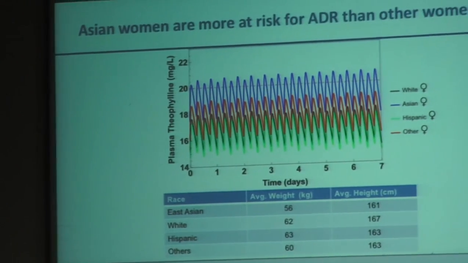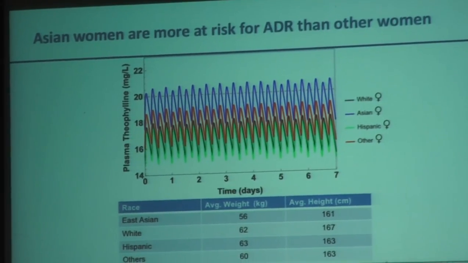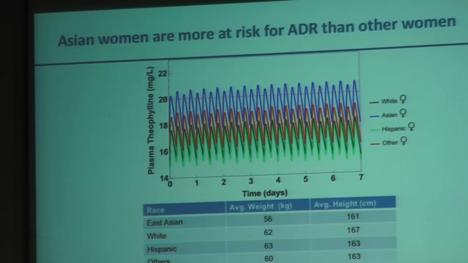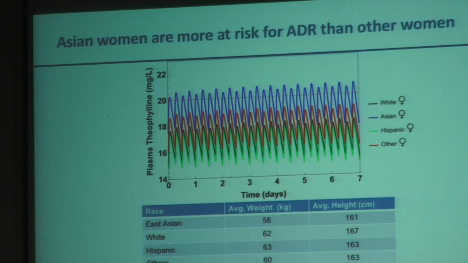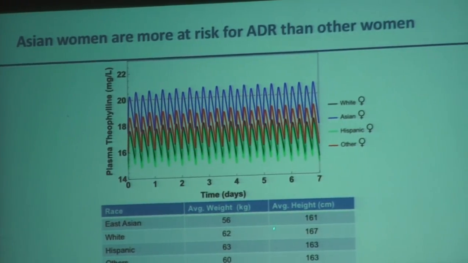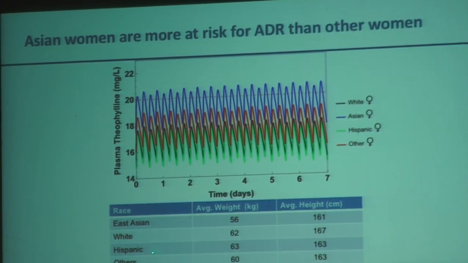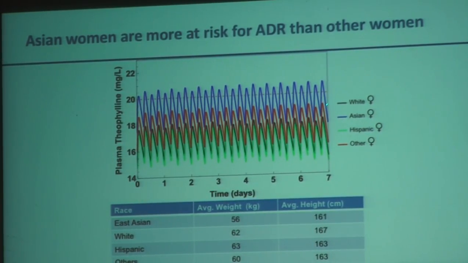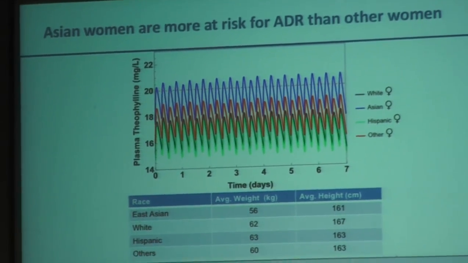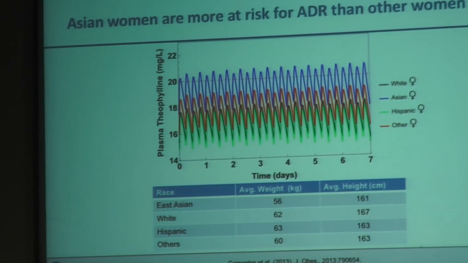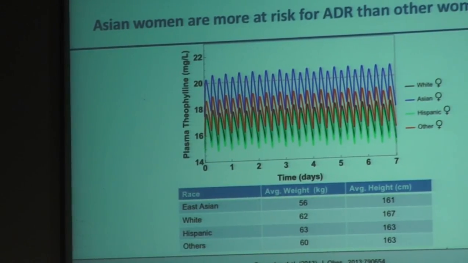So we simulated different groups of elderly women taking 400 milligrams of ciprofloxacin. We used numbers reported in a paper by Carpenter, which gives the different body weight and height of women in a variety of different races. One thing that jumped out at us was how Asian women, taking the same dose that other women would tolerate, could very easily start displaying adverse drug reactions.